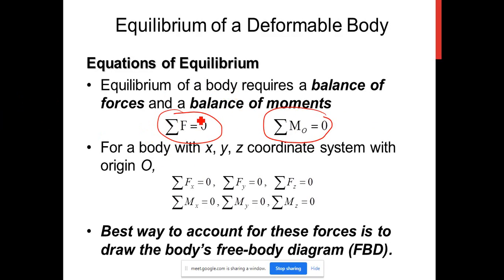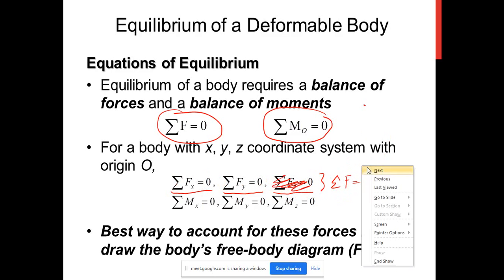So what is the summation of force equal to 0? It means the summation of force in x direction is equal to 0, summation of force in y direction equal to 0, and also summation of force in z direction equal to 0. For the case of two-dimensional, you boleh buang the z part. If three-dimensional, the force in all directions must be equal to 0.